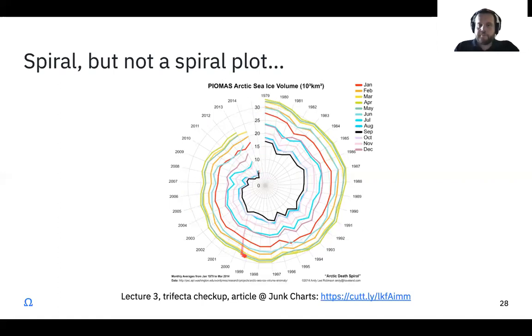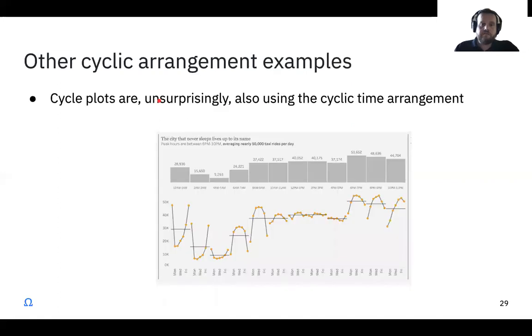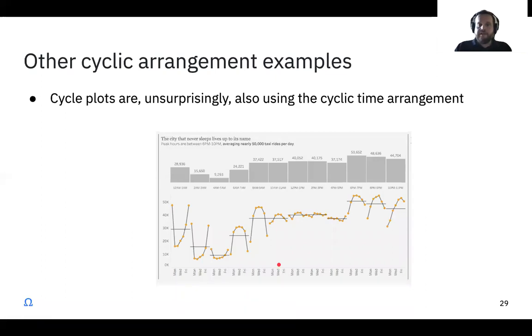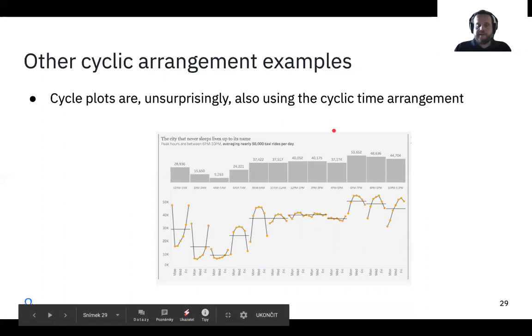Okay. So yeah, this is just an example of a spiral, but not a spiral plot. And unsurprisingly, cycle plots are also using the cyclic time arrangement. So we're not going to explain it again, of course, but it's evident that we're using the cyclic notion of time here as well, even though it's encoded differently. So it's directly in the name.